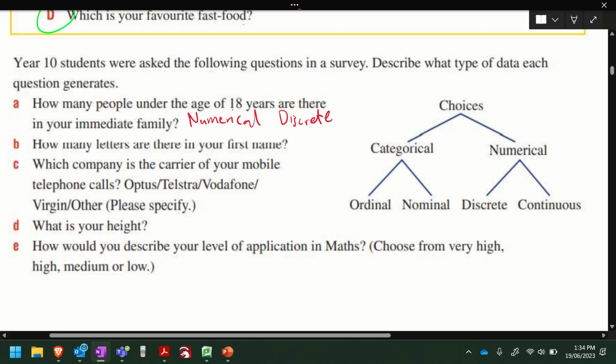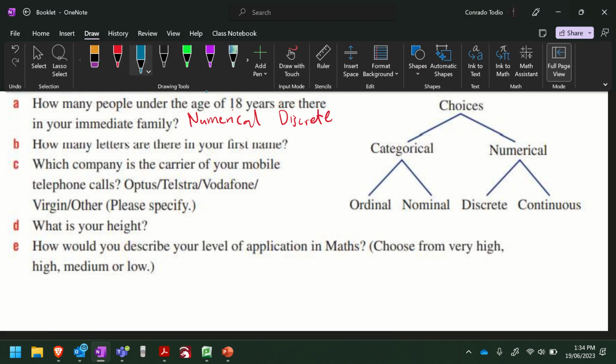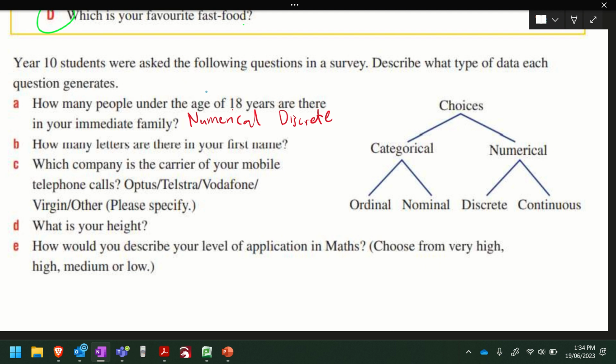Okay. Next one. Don't call out the answers. Yeah, I'm going to ask someone. How many letters are there in your first name? I'm going to ask Steph. Good. It's numerical. Okay. It's asking how many letters. So it's a number. How many have you got? 5, 6, 7, 8, 9, 10. Now, I'm going to ask someone else.